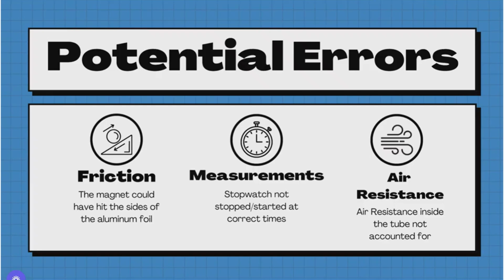So some potential errors. First and foremost is friction. The magnet could be hitting the sides of the tube, which would have a big impact on the amount of time it takes to fall through it. Some measurements: the stopwatch may or may not have been stopped and started at correct times just due to human error. And then in the real world, there's air resistance we decided to not account for in our computational model.